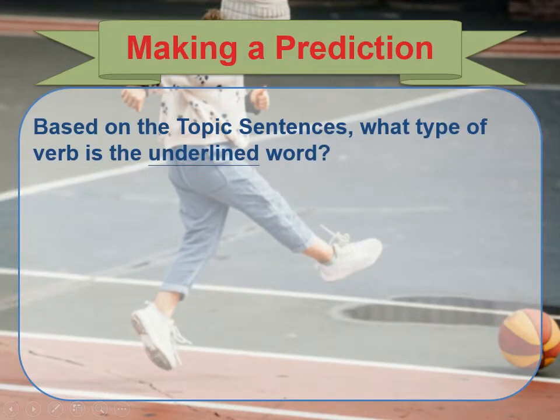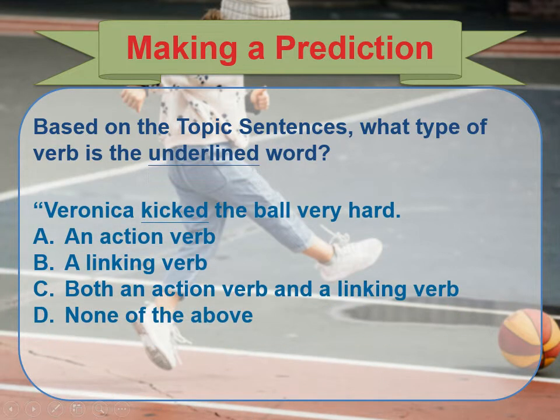Making a prediction. Based on the topic sentences, what type of verb is the underlined word? Veronica kicked the ball very hard. A. An action verb. B. A linking verb. C. Both an action verb and a linking verb. D. None of the above. The answer is A.